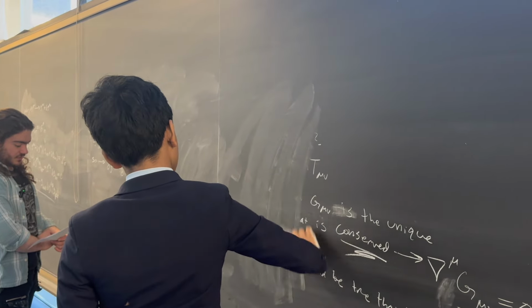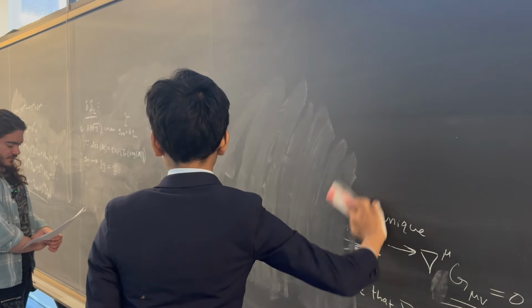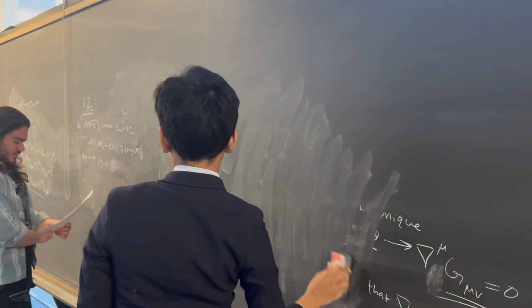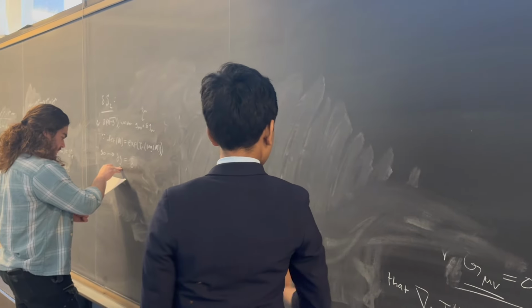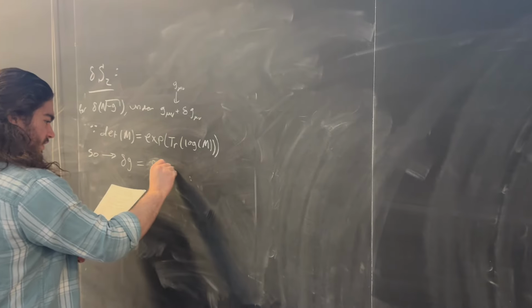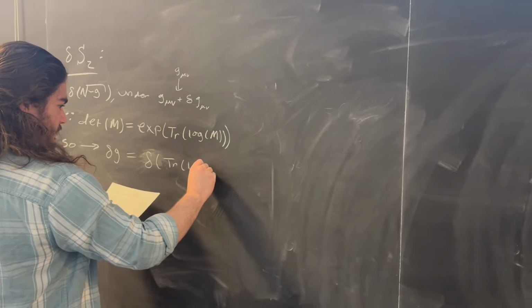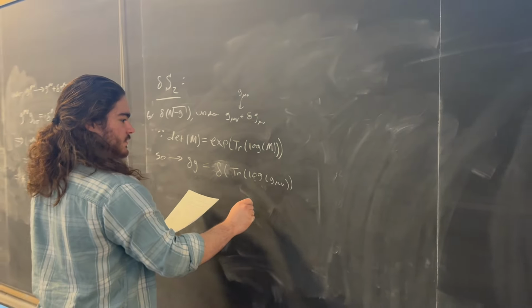So if G is the trace, the variation of G is the variation of the trace, which means this should be equal to the variation of the trace of the log g mu nu.